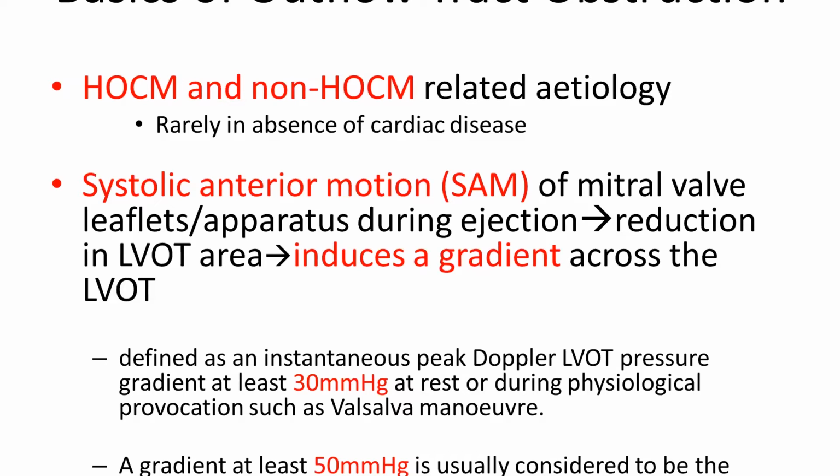There's no real definition of what's a significant gradient and what's not, but generally, if you've got a reasonable or significant left ventricular outflow tract obstruction, it's going to be somewhere between 30 to 50 millimetres of mercury gradient. Certainly over 50, you're going to see hemodynamic consequences. Under 30, it's unlikely that it will cause major problems, but they're just ballpark figures.